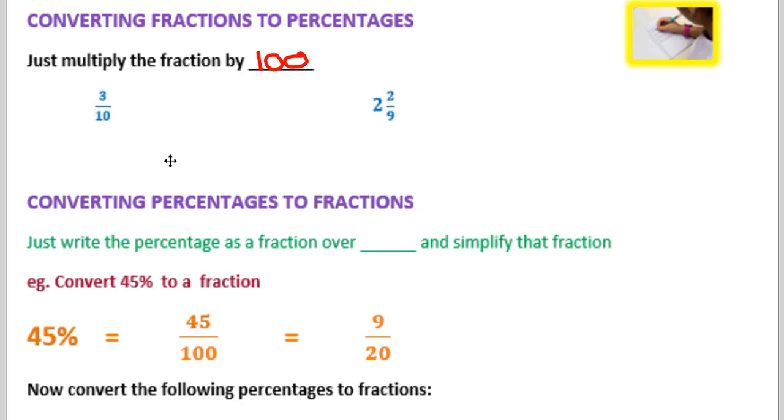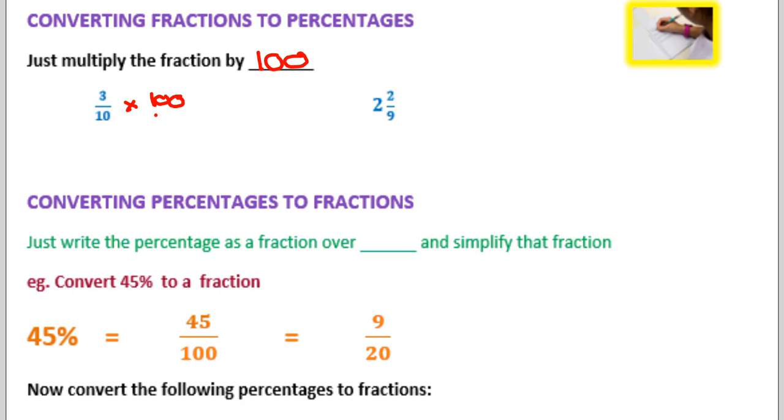So 3/10, just times it by 100. So 3/10, show my working out, I'll just write multiplied by 100. Some people like to say multiplied by 100 over 1, because then you could do it by hand. If you multiply it by 100 over 1, 3 times 100 is 300, 10 times 1 is 10.